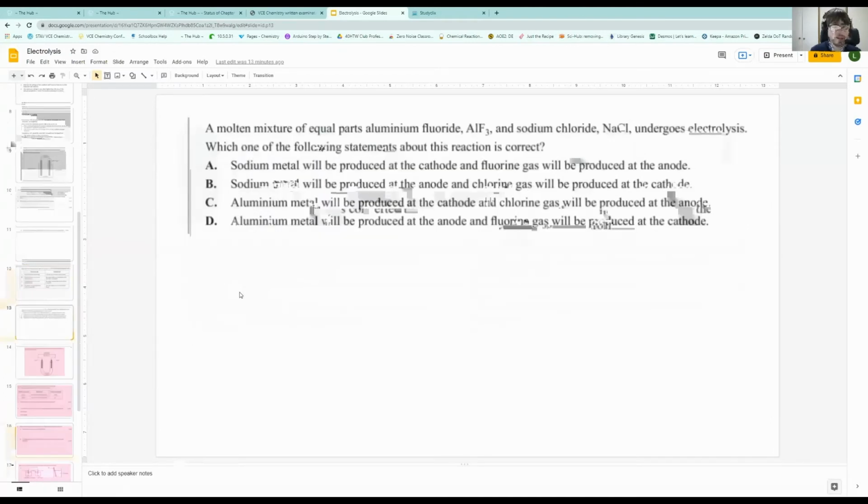A molten mixture of equal parts aluminium fluoride and sodium chloride undergoes electrolysis. Which one of the following statements about this reaction is correct? All right, so keyword, you see molten or you see aqueous. That is a critical piece of information for an electrolytic cell. Well, it's kind of critical for anything, but it's particularly critical for electrolytic. You see molten, you circle that. It means there is no water. You don't need to worry about water, which is nice.